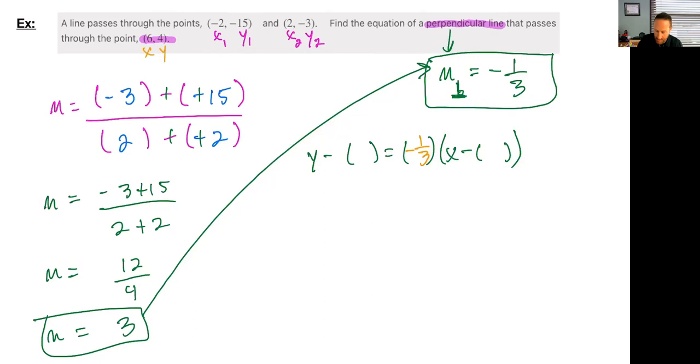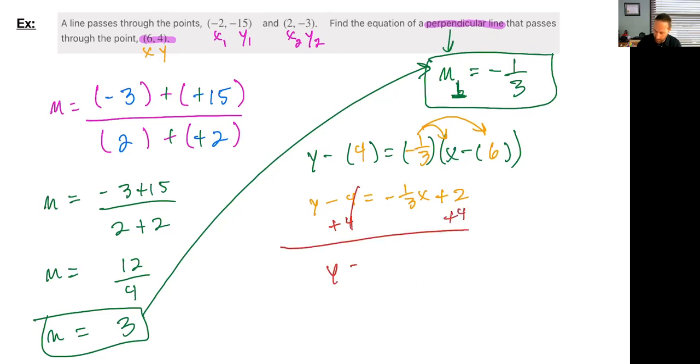Notice that this is an x and that's my y. So the 6 goes with the x, the 4 with the y. And now all I have to do is simplify this by solving for the y. Just be careful when distributing. I have y minus 4 on one side, negative 1/3 times x. And careful, a negative times negative is going to be positive. And 1/3 of 6 is 2. So my final step for this would simply be to add 4 and get y equals negative 1/3 x plus 6.